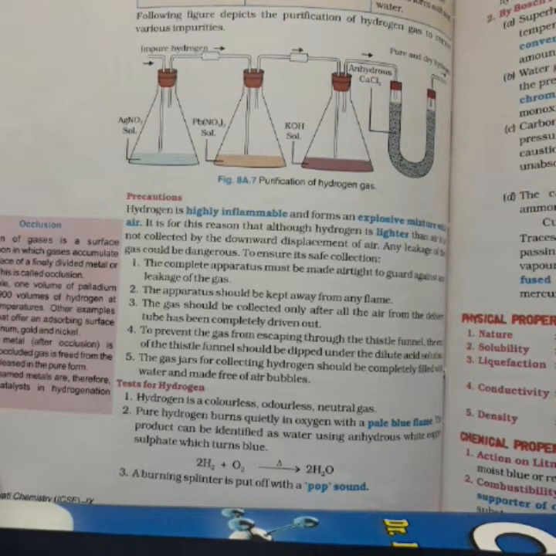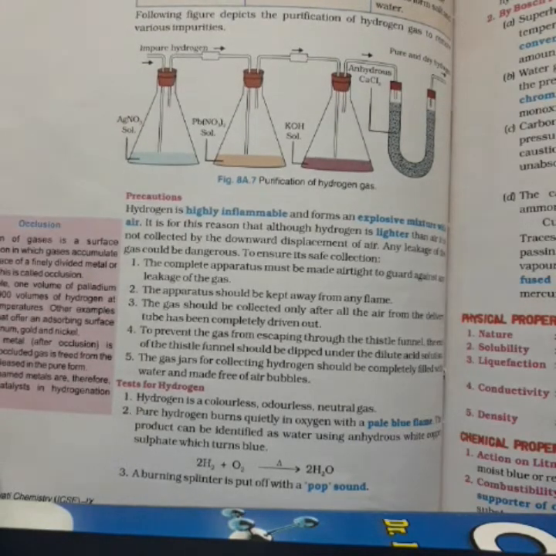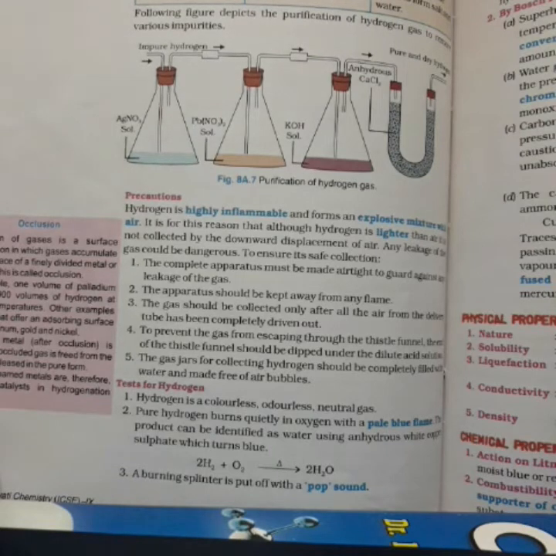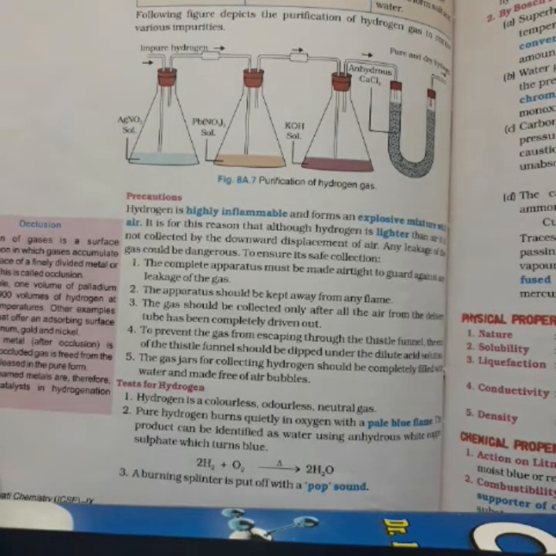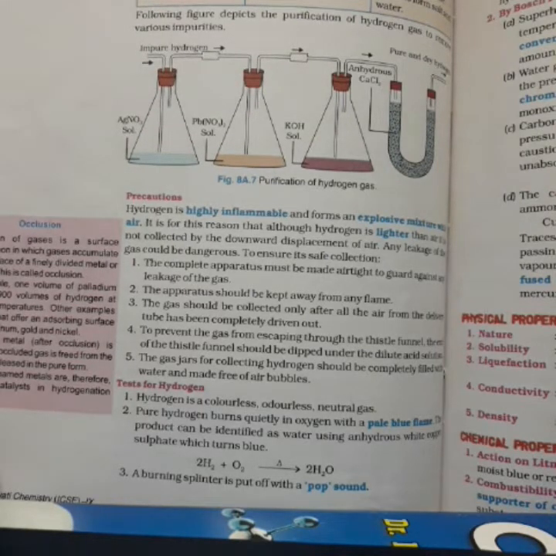And last, in the U tube, what is kept? Drying agent, anhydrous calcium chloride, which absorbs moisture without chemically reacting with it. So what drying agent is used? Anhydrous calcium chloride is used to dry hydrogen. Okay, this is clear. So now the purified gas can be collected.